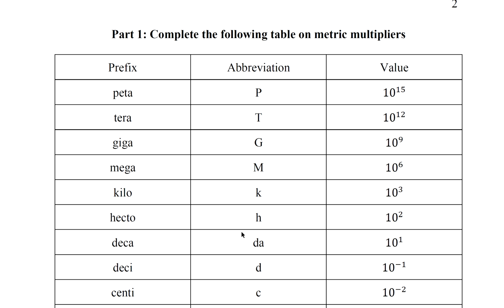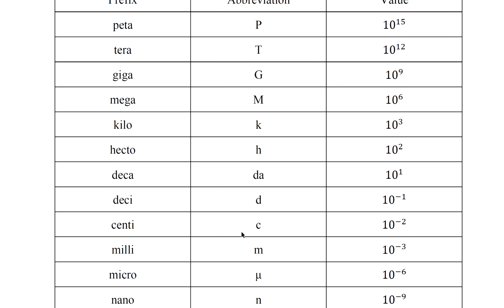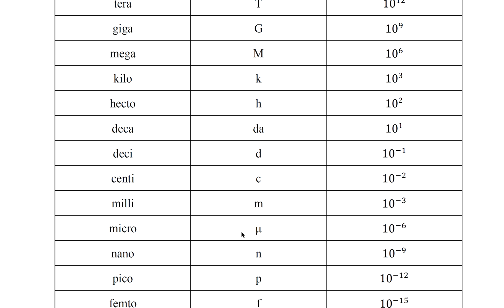Hardware information. Big M is mega, 10 to the 6, which is 1 million. K is kilo, which is 10 to the 3. Maybe you've heard of kilometer or kilogram. Hecto is 100. Deca is 10. Deci is 1 over 10. Centi is 1 over 100.